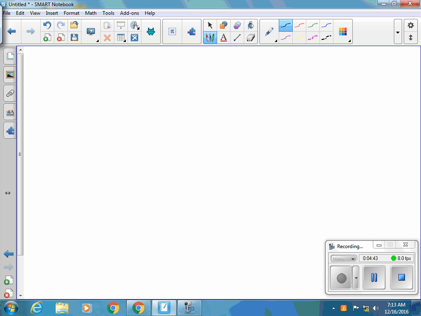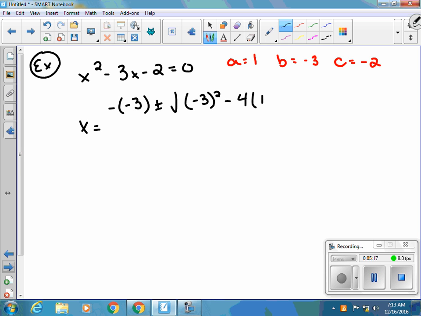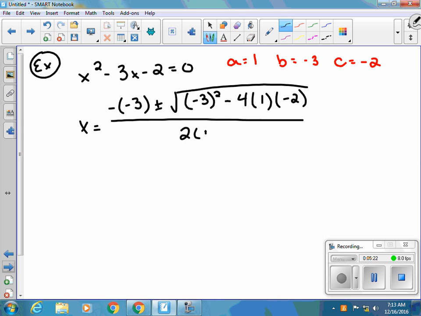So to give you an example of when this might not simplify, let's say that I have x squared minus 3x minus 2 equals 0. My a value is 1, b value is negative 3, and my c value is negative 2. So I've got x equals negative negative 3 plus or minus the square root of negative 3 squared minus 4 times 1 times negative 2, divided by 2 times 1.